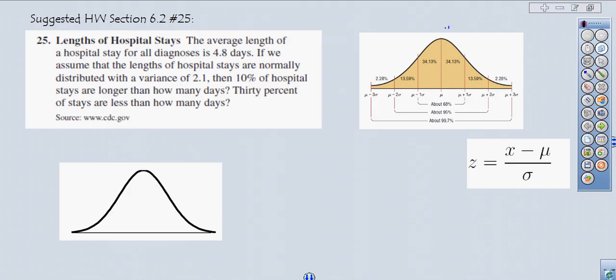And so what we know here in this case is that our mean is equal to 4.8. We know that our variance is 2.1. Now, however, our standard deviation is equal to the square root of our variance. So if we take the square root of our variance, we come out with 1.45.